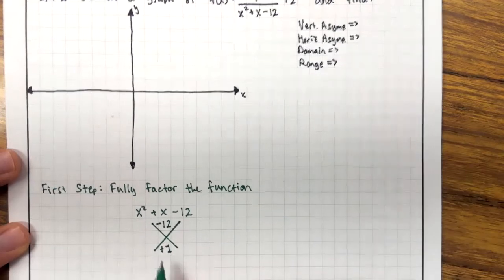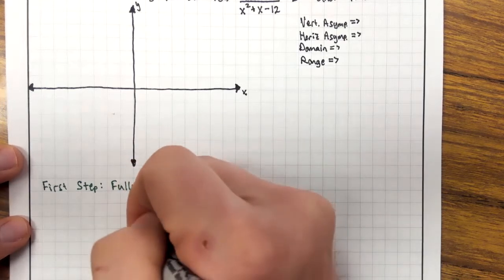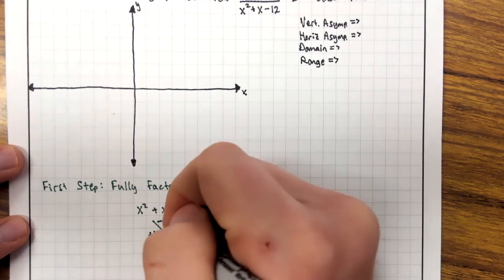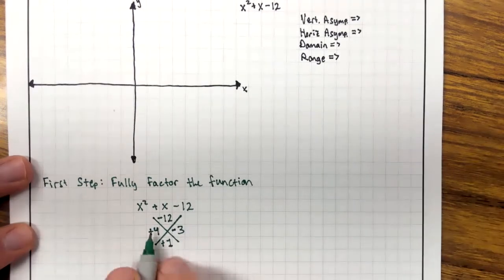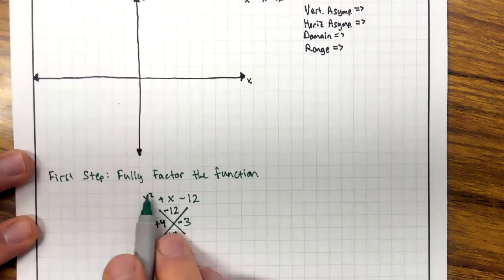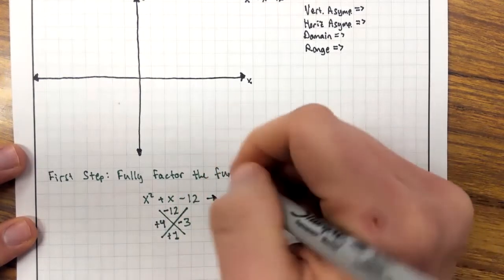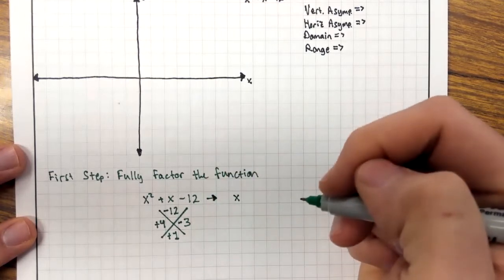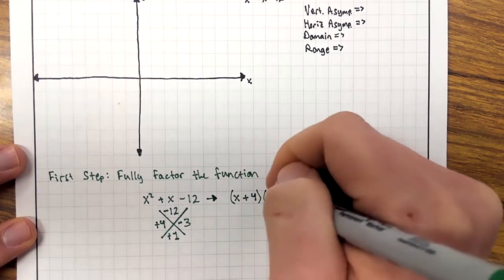So we're looking for two things. What can we multiply to make negative 12, but add up to positive 1? Multiply that makes negative 12, adds up to positive 1. That would be 4 and negative 3. Kind of checks all those boxes, right? 4 minus 3 is going to give you 1. 4 times negative 3 gives us negative 12. So this quadratic actually factors out to x plus 4 times x minus 3.